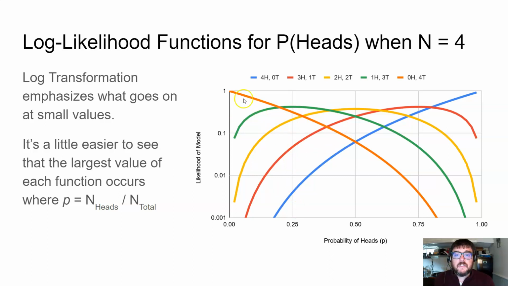In this case, it actually doesn't make it that much easier, but the maximum likelihood occurs here at 0.25 when 1/4 of the outcomes are heads. Here it's at 0.5 when half the outcomes are heads. Here it's at 0.75 when 3/4 of the outcomes are heads. It turns out that in each of these cases, the largest value of the function occurs where the parameter estimate is equal to the number of heads divided by the total.